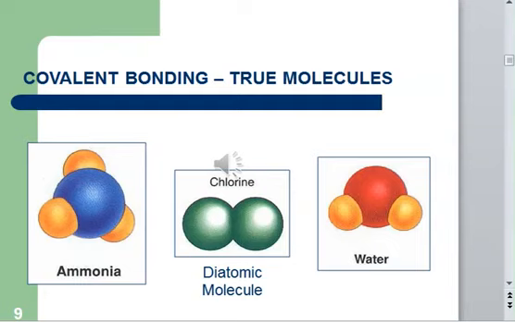So that was about ionic bond. Now let's consider covalent bond. Covalent bonds exist in the molecules which are known as true molecules. These covalent compounds are known as true molecules. For example, a covalent bond exists in ammonia, NH3. It exists in chlorine, which is a diatomic molecule, and it exists in water as well, right? So whenever there's a covalent bond, we consider the covalent compounds to be true molecules, right?